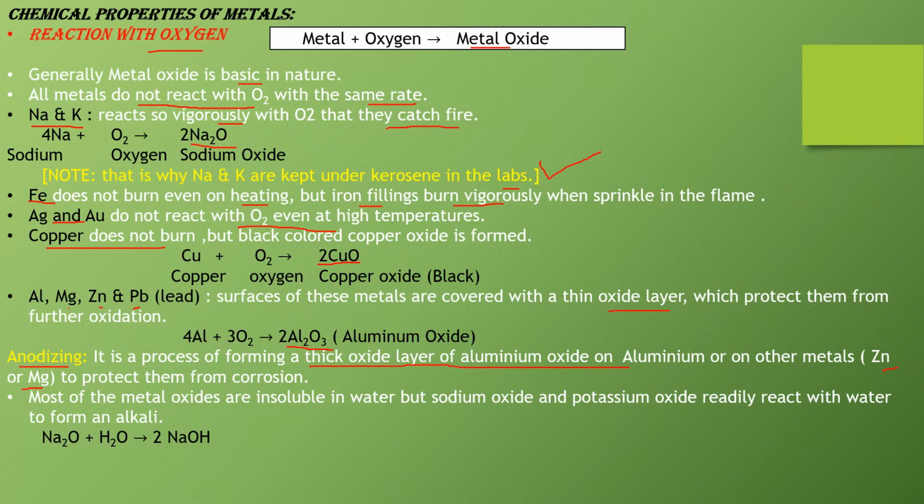Now the next is, most of the metal oxides are insoluble in nature, but sodium oxide and potassium oxide are readily soluble in water and form alkali, that is sodium hydroxide and potassium hydroxide.